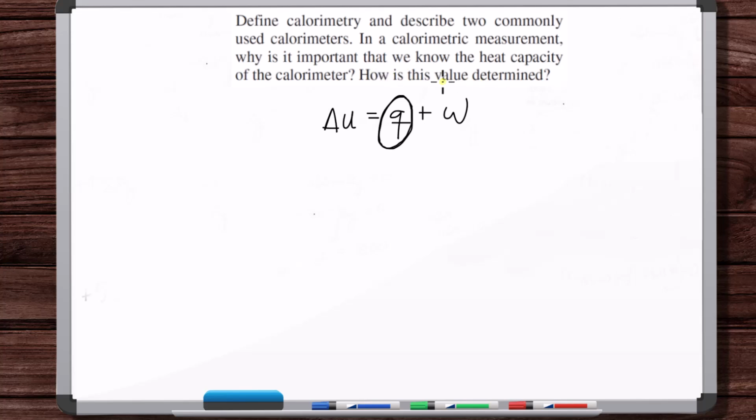And this value is determined by performing a reaction or burning a substance where the heat content inside of it is already precisely known. So that way you know the heat that's going to be absorbed or released by the calorimeter because you know that property of the substance. So you can use the change in temperature and the known heat that's going to be released or absorbed to get the heat capacity of the calorimeter.